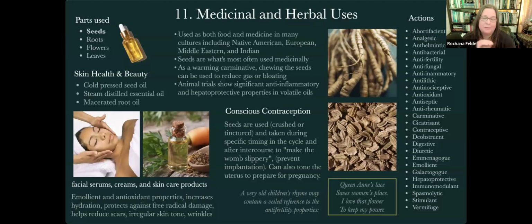But what's probably jumping out at you with this slide is the word conscious contraception, and it has a long history of being used by women, taken during specific times in the cycle, and that helps make the womb slippery to prevent implantation. Alternatively, it also is used to tone the uterus to prepare for pregnancy. So, a long history of the seeds used by women in managing their conceptions. And there's even an old nursery rhyme that says, Queen Anne's lace saves woman's place. I love that flower to keep my power.